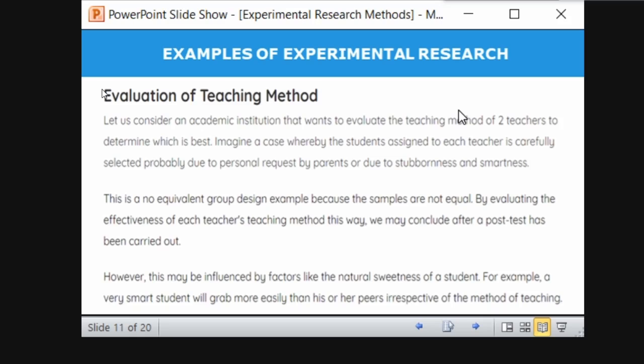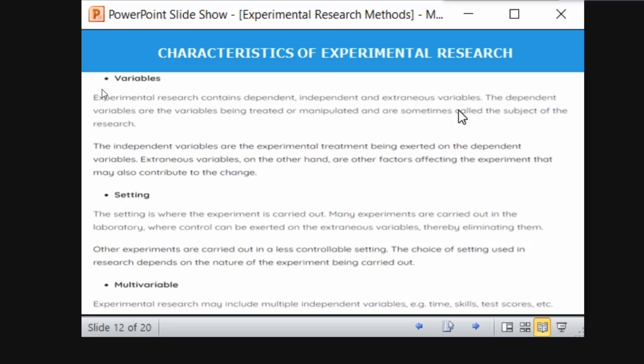So this kind of study is an experiment, but it is not a true experiment because the samples are not random. Remember that. So these are the different kinds of examples, right? Think of examples in our field, how we can conduct experimental research in library and information science. Think of that. So next is characteristics.